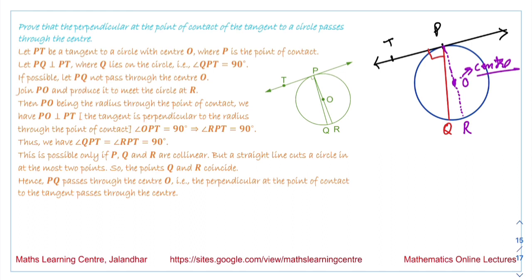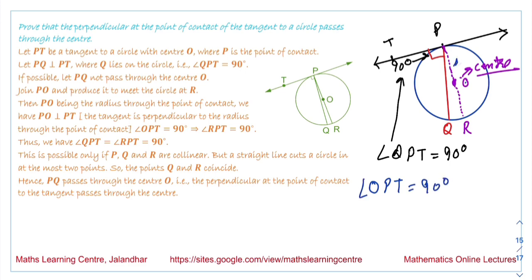Now this angle is given to be 90 degrees. We are talking about the angle QPT. This is given to be 90 degrees. Now we have joined O and P, and we know that this angle OPT will be 90 degrees, because this OP is the radius and TP is the tangent. So this means that angle RPT is equal to 90 degrees.